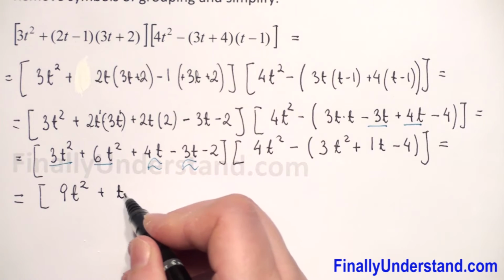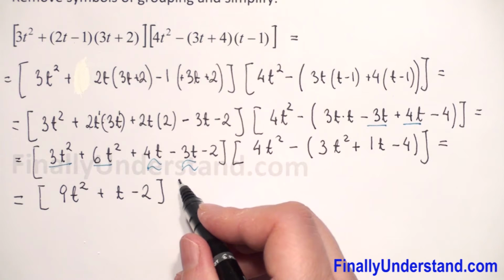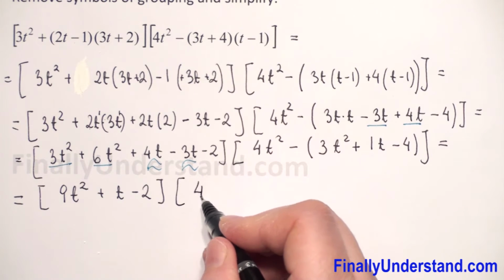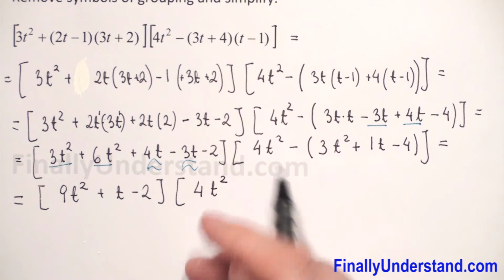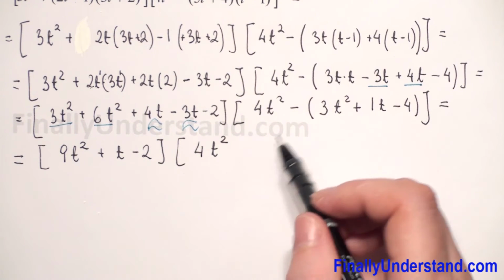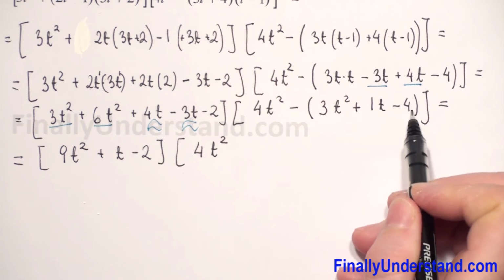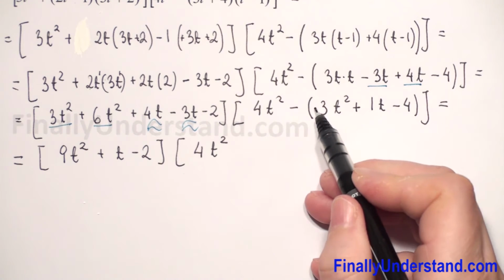We don't have to write 1, so we have only t minus 2. We copy. And in the second bracket we have to copy 4t squared. And before the parentheses we have a negative sign. It means we have to change every sign in the parentheses to the opposite. When we don't have a sign, it's always positive.